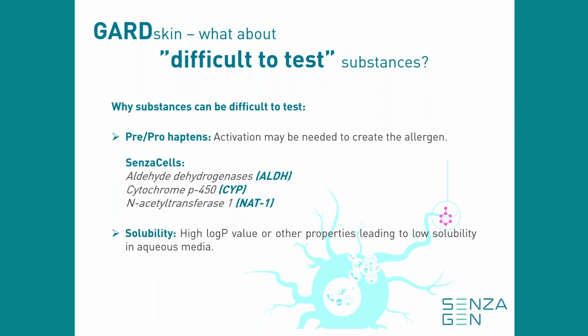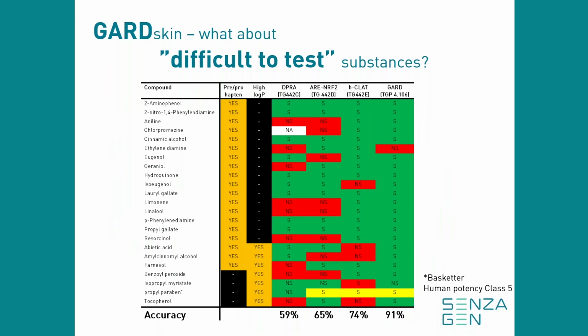What I basically did yesterday in order to complement this information was look into our historical data on pre- and prohaptens, and I also looked at the compounds that we have tested with a high log P value. The high log P value is here defined as a log P value above 6. This is again only the data that we have generated in-house. We do have a lot more data available from different customer projects that I'm not about to show here.